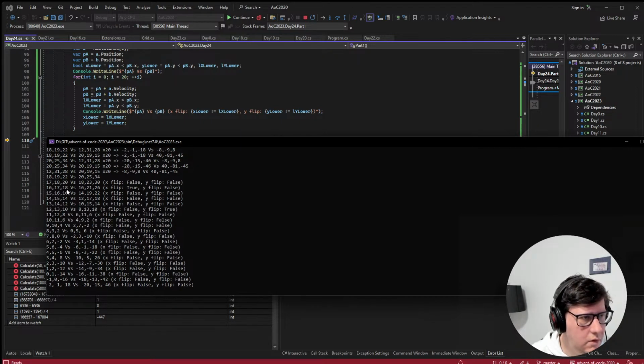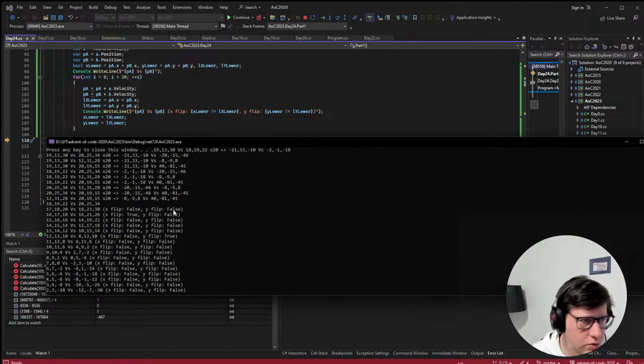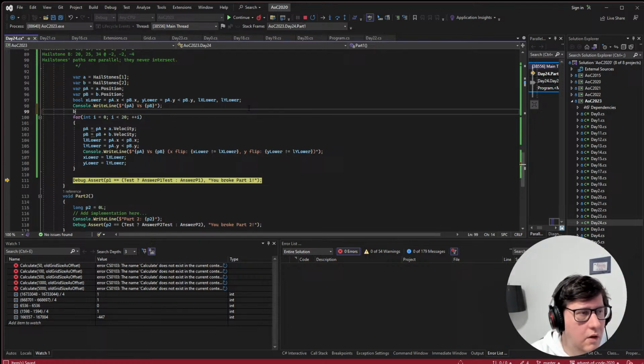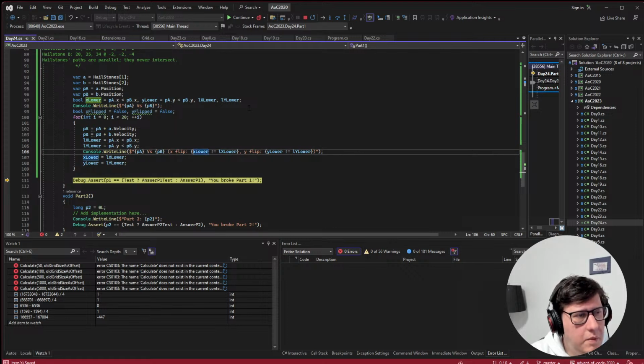Okay. So here the X intersects and here the Y intersects. So why do they tell me it's in parallel? Okay. Bool X flipped is false, Y flipped is false.